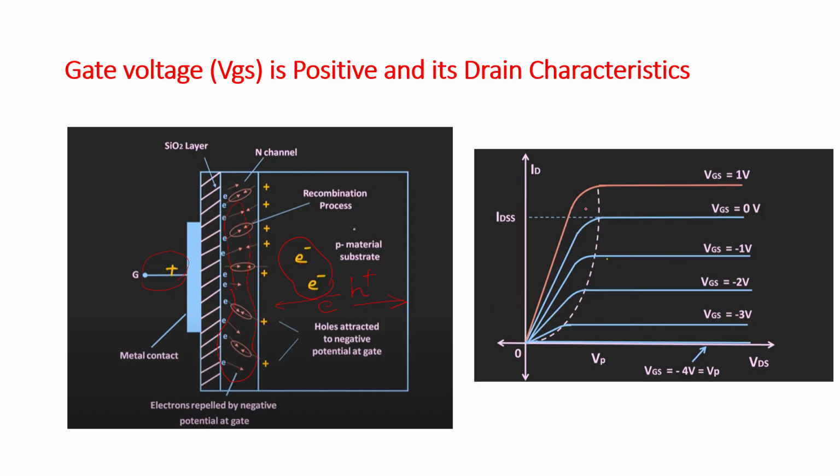So if you see this brown color, this is for VGS equal to 1 volt, means positive voltage. When the voltage is increased positively, the drain current increases because the minority charge carriers will be attracted and will move towards the channel. The number increases and the drain current increases. The drain current is more than the saturated current. So this is the drain characteristics for the case VGS is positive.